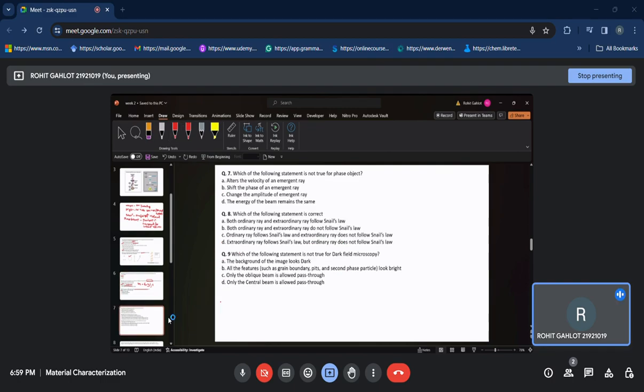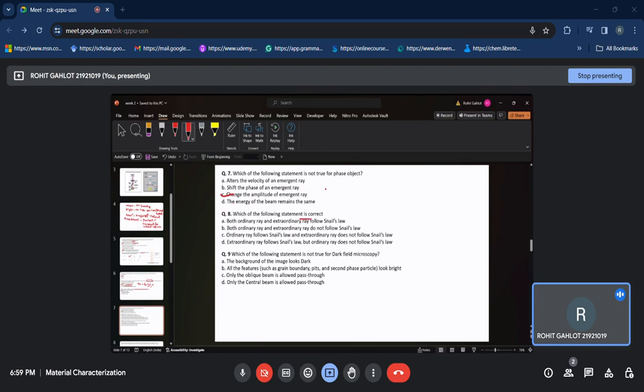Okay, so moving to the next problem, which of the following statements is not true for phase objects? A, alters the velocity of an emergent ray, B, shifts the phase of an emergent ray, C, changes the amplitude of the emergent ray, and D, the energy of the beam remains the same. So yes, it changes the amplitude of the emergent ray.